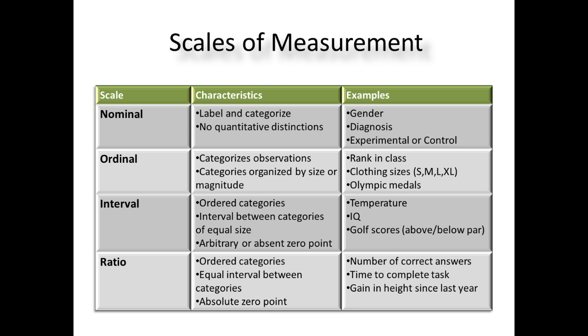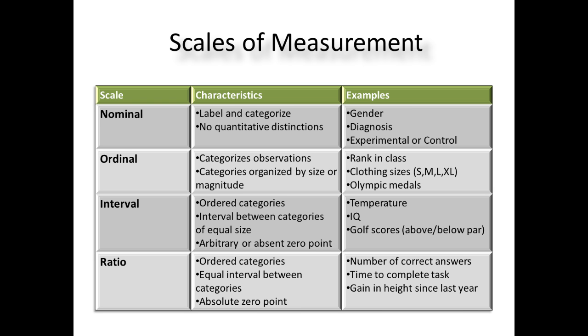Let's back up for a second and remind ourselves of scales of measurement. There are 4 different scales of measurement. Nominal, where you are dealing with categories with no order to them. Ordinal, where at least your values take some sort of order, like low, medium, high. Interval data, where you are dealing with data that has the assumption of equal intervals between numbers, such as temperature, IQ, that sort of thing, golf scores.